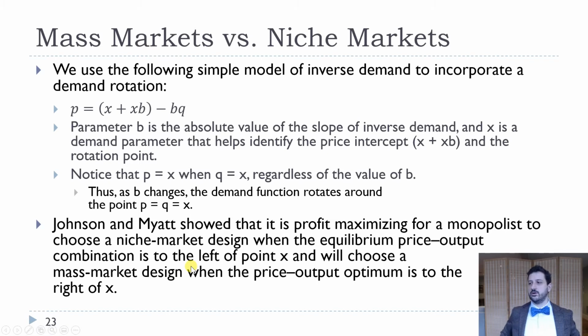And so, I don't know if this is a world-stopping model, but Johnson and Myatt showed that it's profit maximizing for a monopolist to choose a niche product when the equilibrium price and output, right, so where marginal revenue equals marginal cost, is to the left of point X, and to choose a mass market design when the price and output optimum is to the right of point X. So basically, they're saying, if we can choose how we design this, we just set marginal revenue equal to marginal cost and see where we are relative to point X.